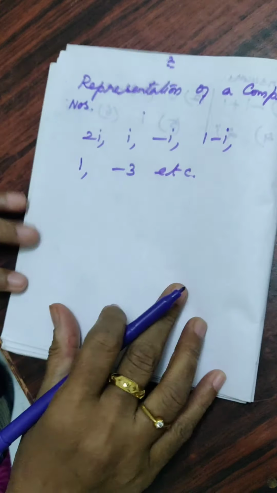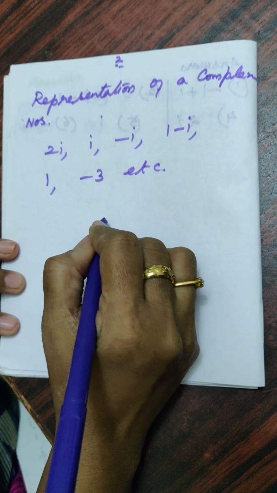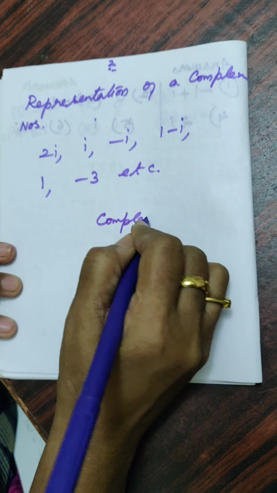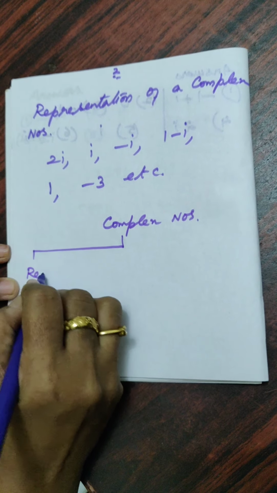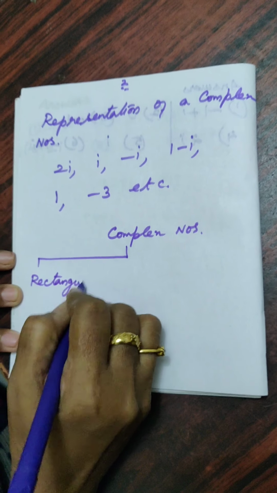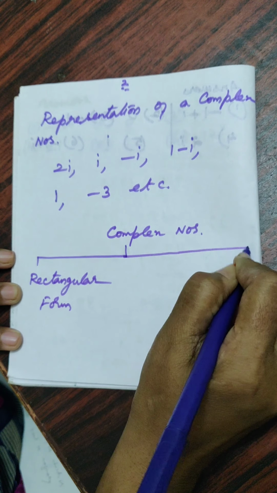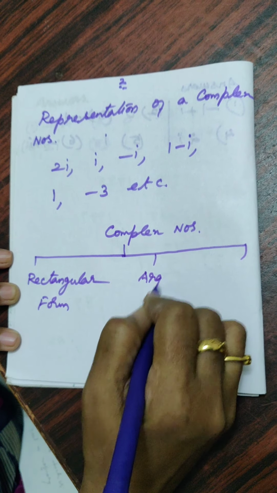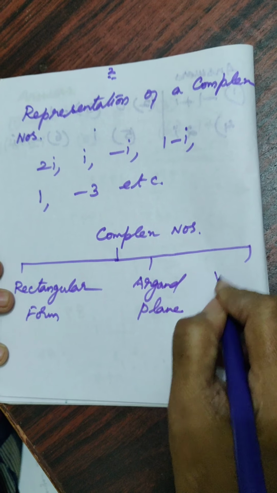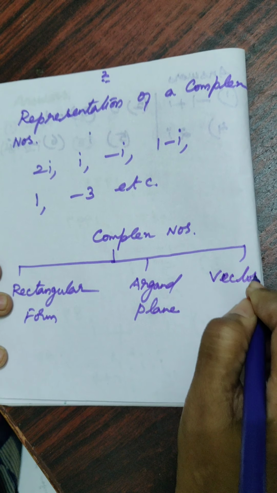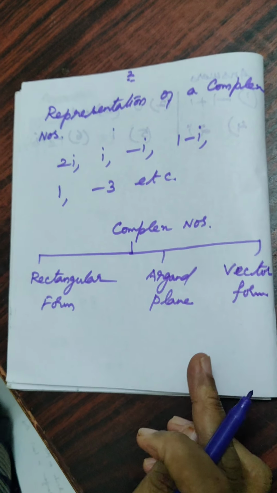How to represent a complex number? I am going to represent complex numbers in three ways. The first way is rectangular form. The second way is the Argand plane. And the third way is vector notation, that is, vector form. Now we are going to deal with all these methods one by one.